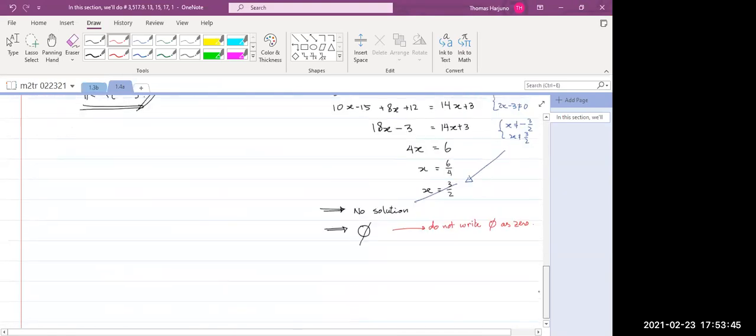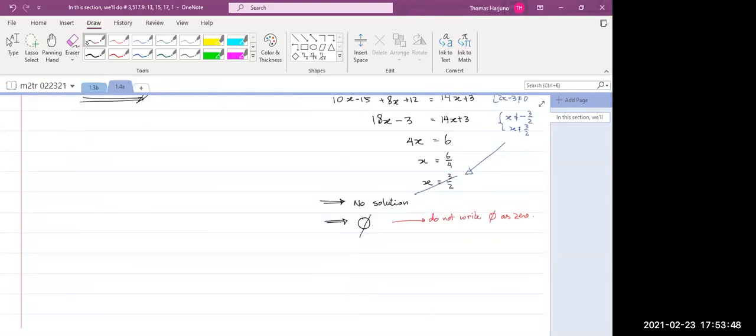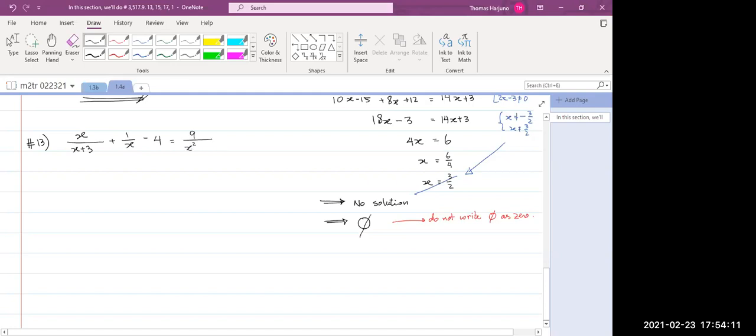Number 13, we get into solving equation by factoring now. But we apply this to rational equation. X over x plus 3 plus 1 over x equals to minus 4 equals to 9 over x squared plus 3x. The factor here is x times x plus 3. That's the LCD. I will multiply the whole thing here by the LCD.